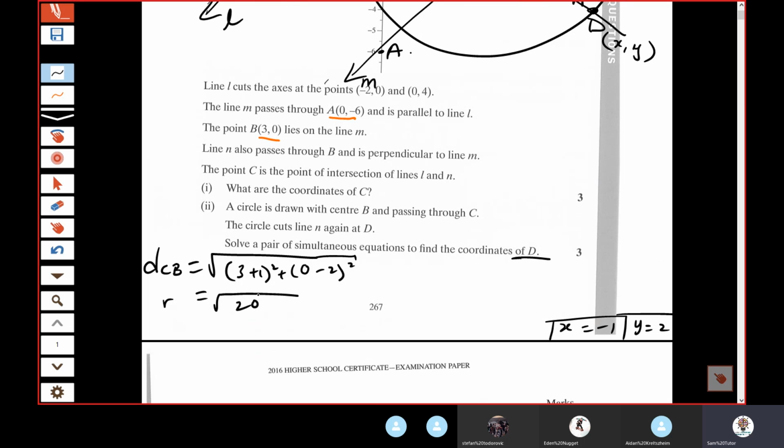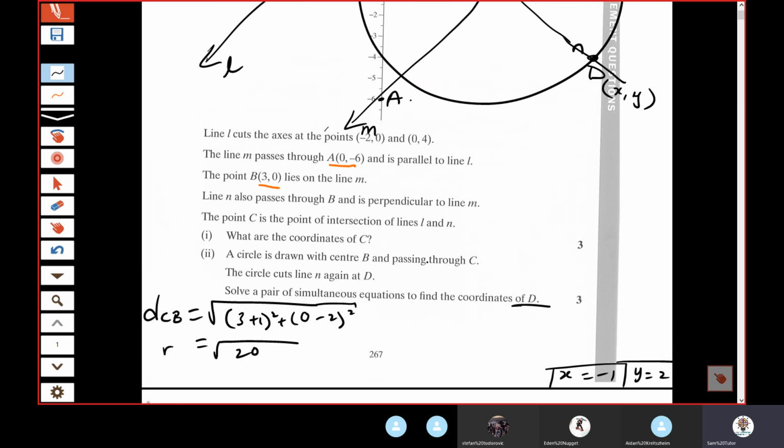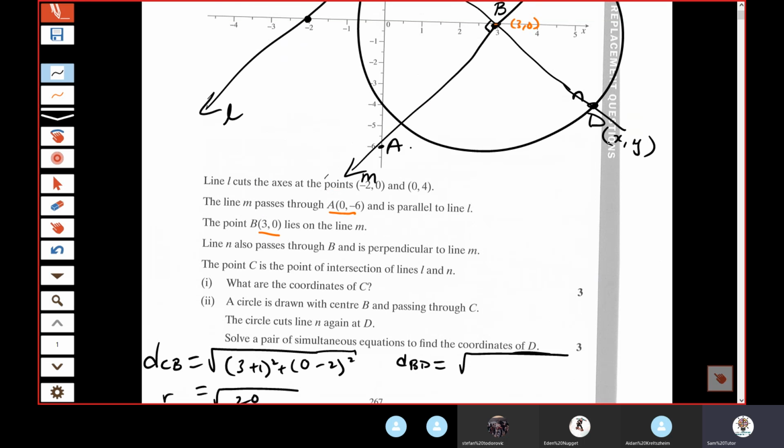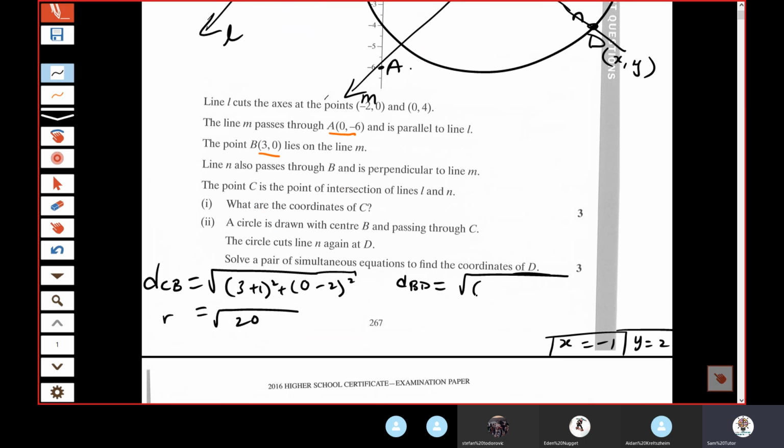You guys get that? So you'll do it again. For BD, the distance of BD is the square root of x minus 3, y take away 0. Okay. X minus 3 squared plus y squared. But you know what that distance equals to? The distance of BD needs to equal root 20. Cancel out your square roots, and you end up with this equation. X minus 3 squared plus y squared equals 20. That's 1. Now you found your circle.